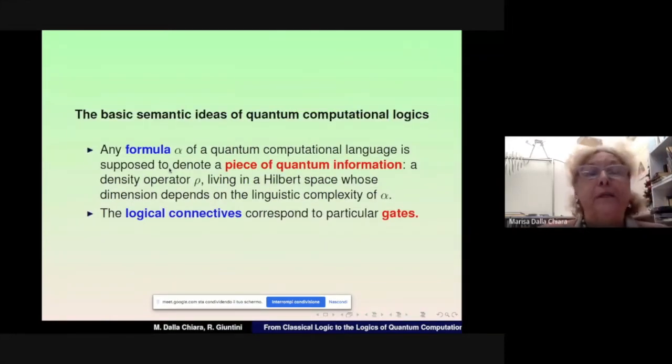Let me very briefly sketch the basic semantic ideas of quantum computational logics. In these logics, any formula, say alpha, of a quantum computational language is supposed to denote a piece of quantum information, so a density operator, say rho, living in a Hilbert space, whose dimension depends on the linguistic complexity of our formula alpha. And the logical connectives correspond to particular gates.